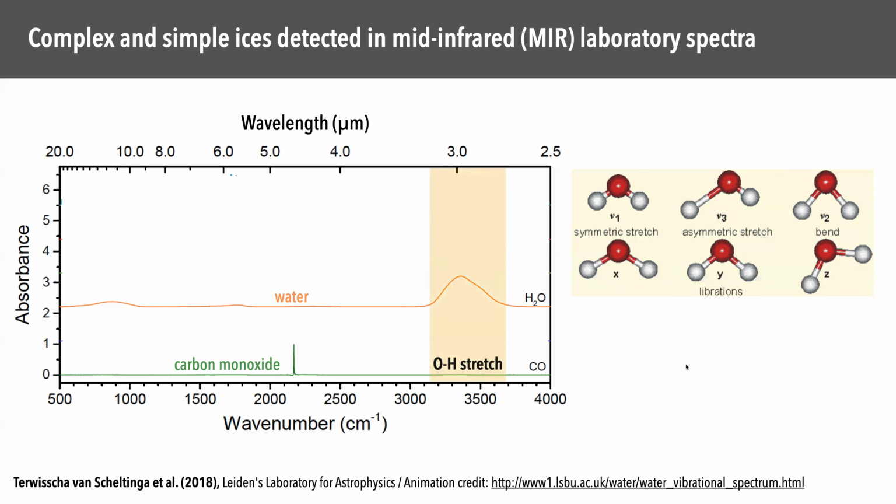And if we look at more complex molecules, like say methanol, which is the simplest complex organic molecule that we talked about earlier, it also has an OH stretch, but then it has a large number of small features at different wavelengths. And again, these act like a characteristic fingerprint.